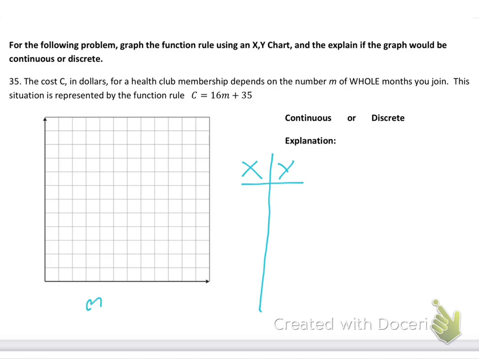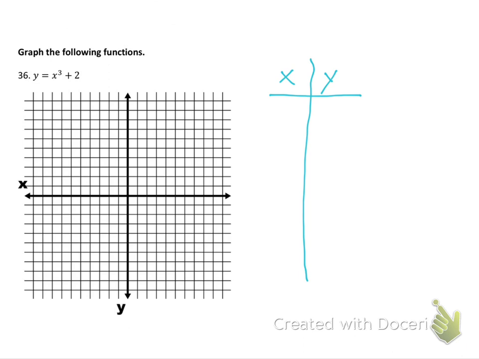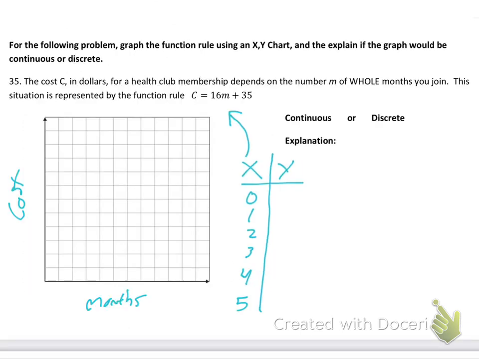These are going to be months because time's on the x-axis, and this is going to be cost. Now remember, this is a real life situation, right? So I'm going to use the numbers 0, 1, 2, 3, 4, and 5, and I'm just going to plug these into here. If this was just a regular generic equation like this one right here, that doesn't talk about anything in real life, I would use -2, -1, 0, 1, 2. Okay? So plug that in.